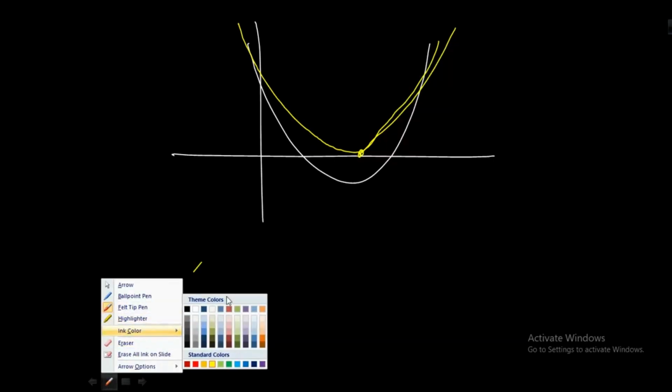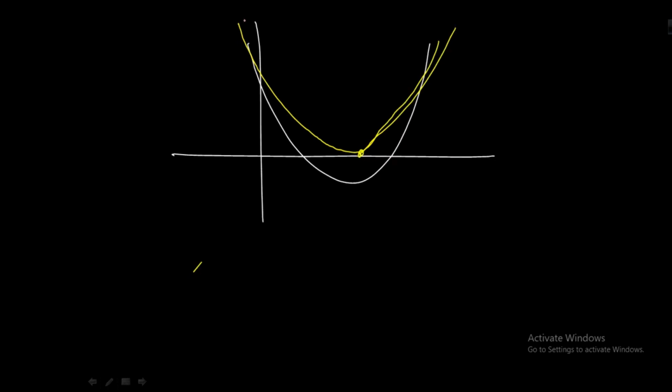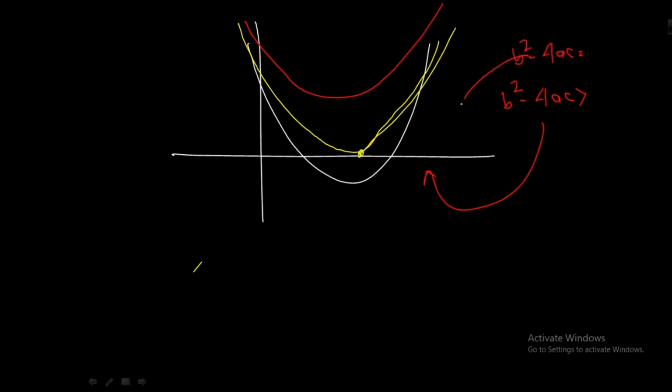These concepts are discussed in your class 10, right? Based on the discriminant, whenever b square minus 4ac is greater than 0, then we will get two roots. Whenever b square minus 4ac is equal to 0, then we get equal roots, real roots obviously. If b square minus 4ac is less than 0, then imaginary roots. Imaginary roots means the graph will never cut the x-axis. Any doubt?